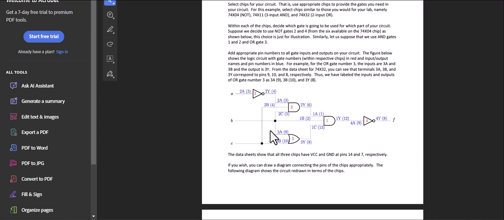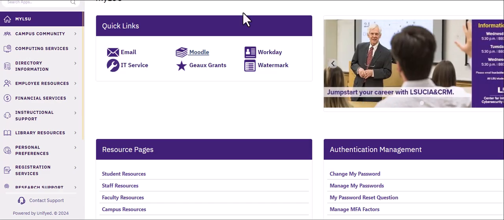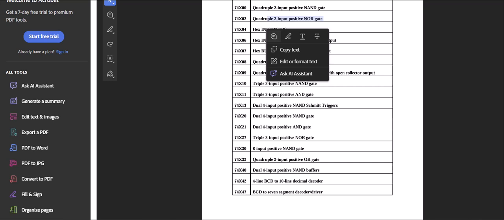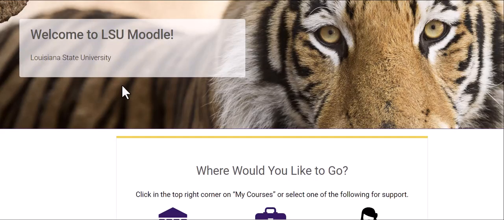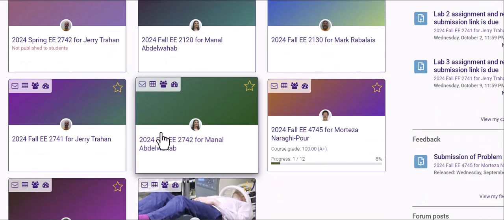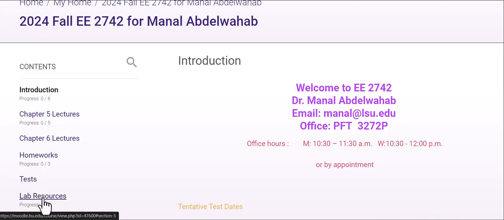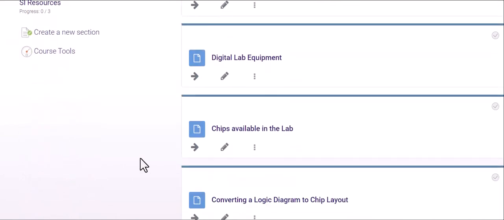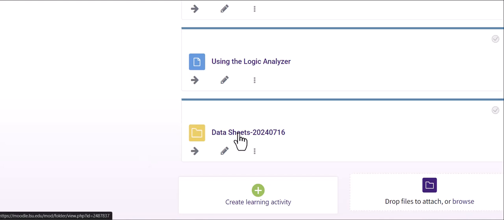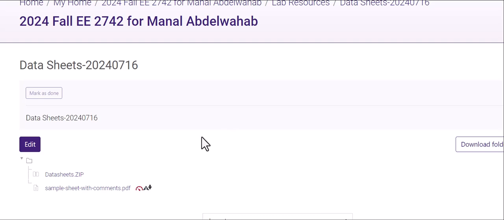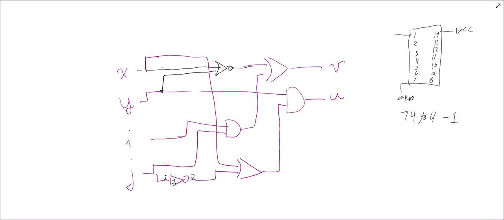And so I will show you the data sheet for the NOT gate. And so if I go back to the course website, and I go to lab resources, I have data sheets. You download those and it's a zip file, and so I have already downloaded those, so I will just go to my data sheets.